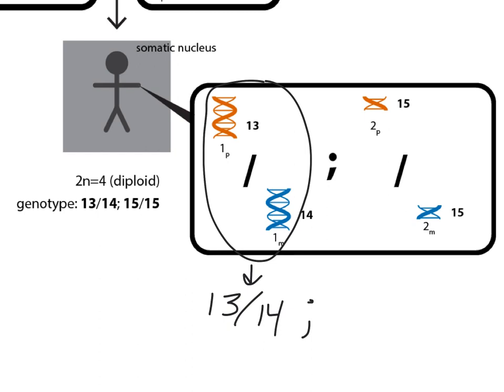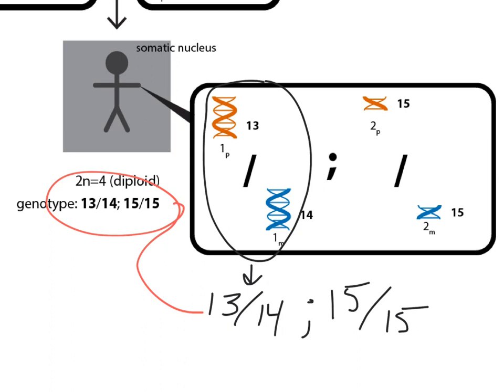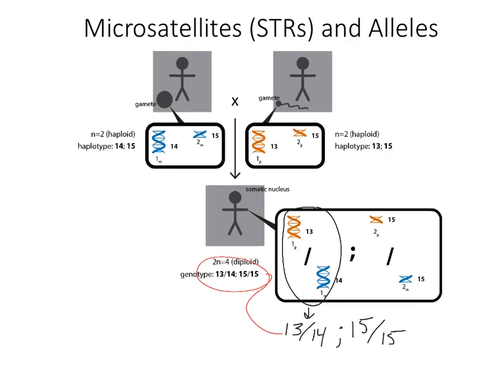In this case, 15/15. And that's the exact same thing that was written up there already on this slide. We use slashes to separate the two homologs of the same chromosome, and then semicolons to separate different chromosomes from each other. Any questions? Slashes and semicolons. So let's look at the parents then.